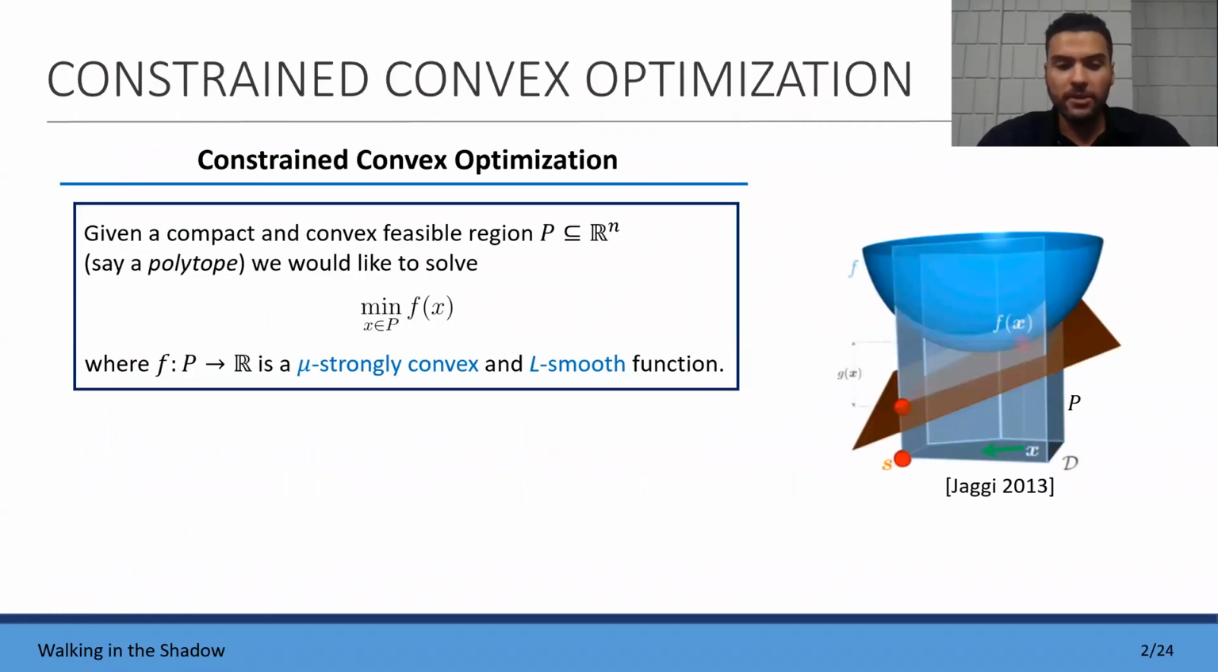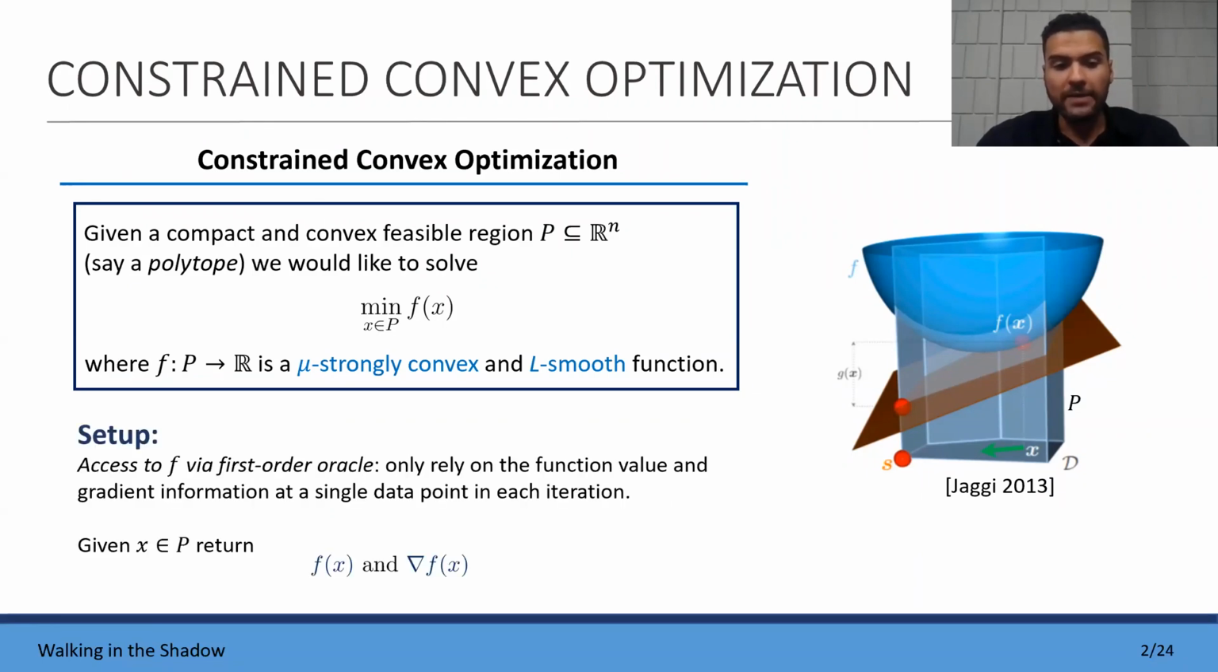So in this talk, we consider the problem of minimizing a mu strongly convex and L-smooth function over a polytope P. And we assume access to our function via a first order oracle, which just means that given any point x in the polytope, this oracle will give us the function value and the gradient at that point.